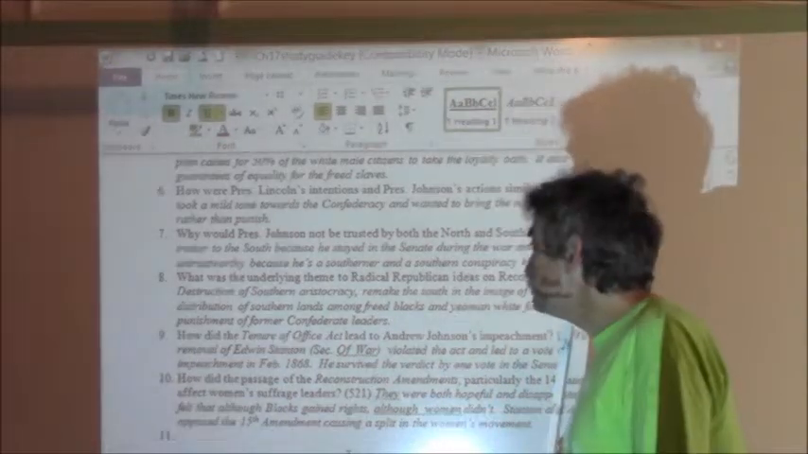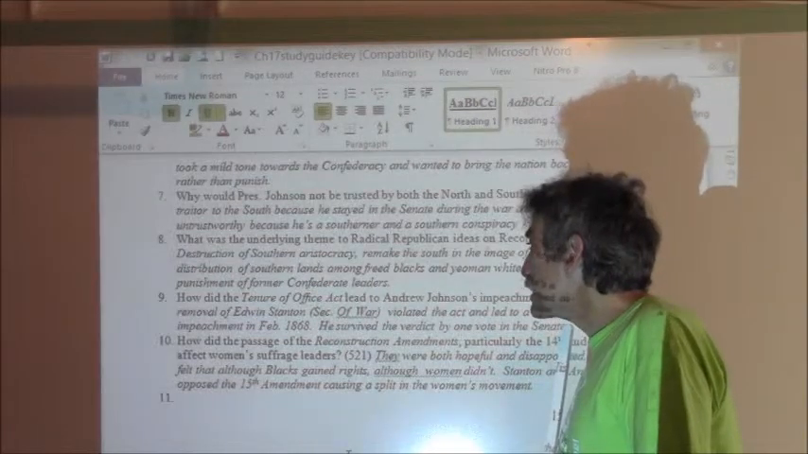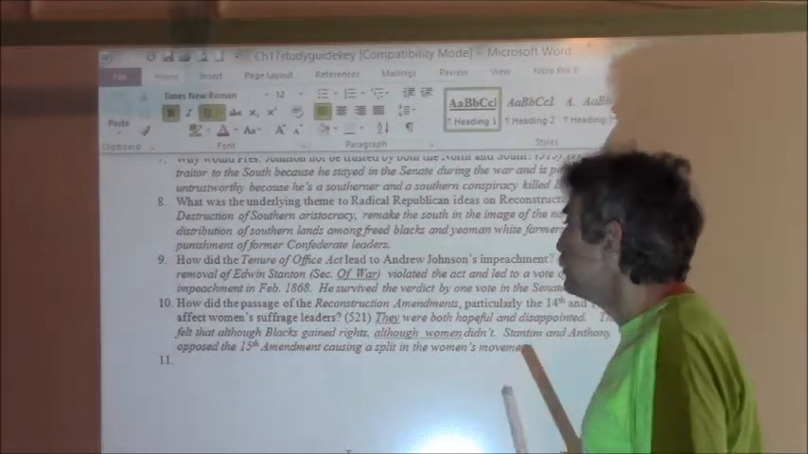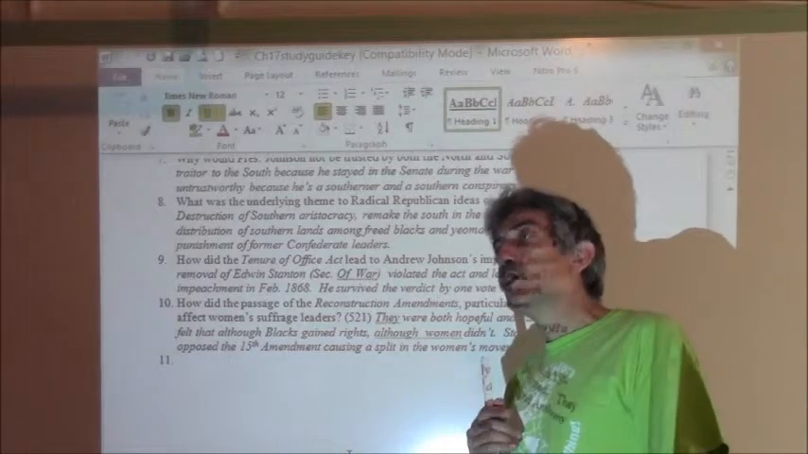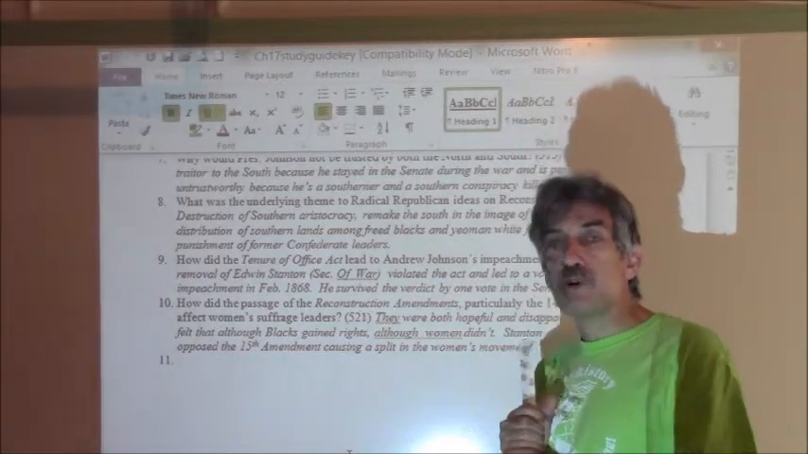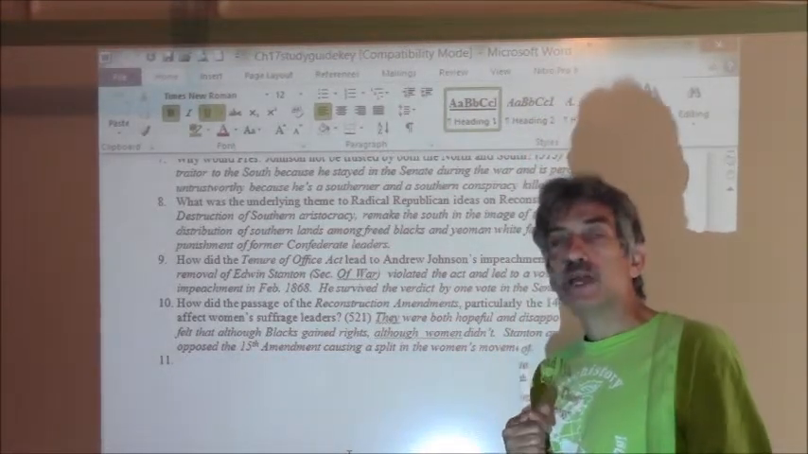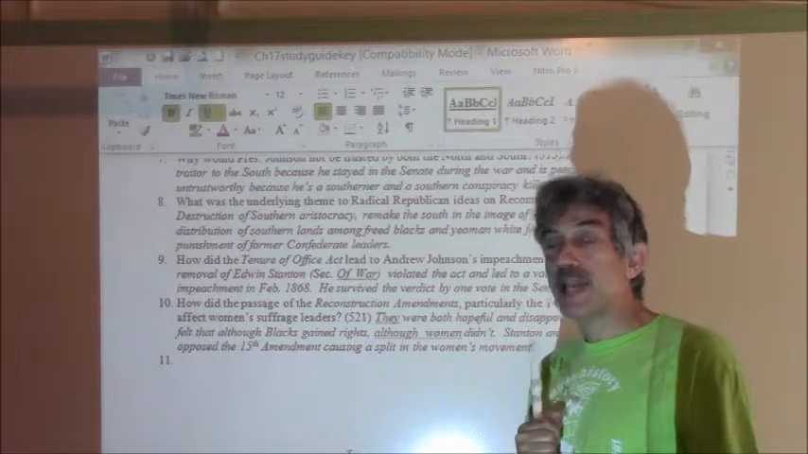The Tenure of Office Act, how did it lead to Andrew Johnson's impeachment? Well, the Tenure of Office Act was put in place by the Radical Republicans over Andrew Johnson's veto. It was to protect Edwin Stanton.